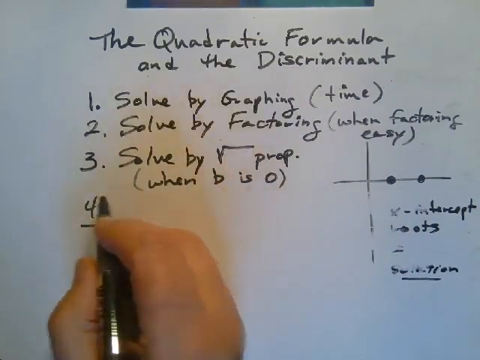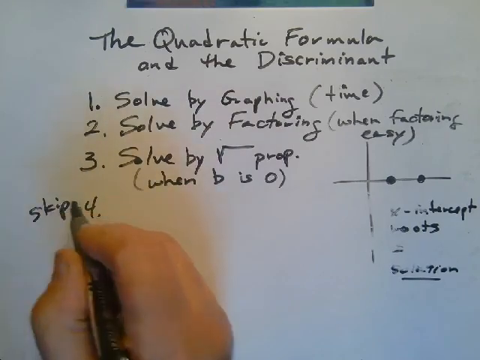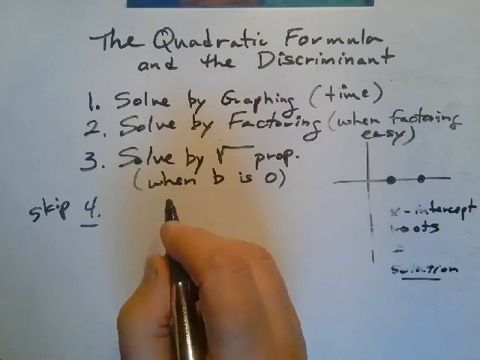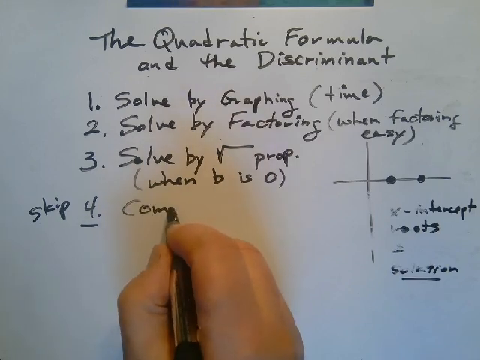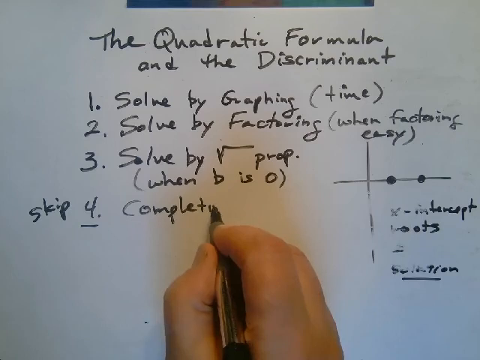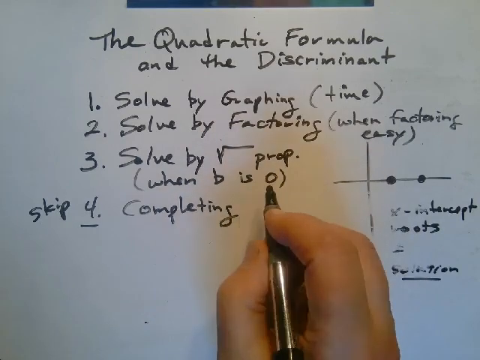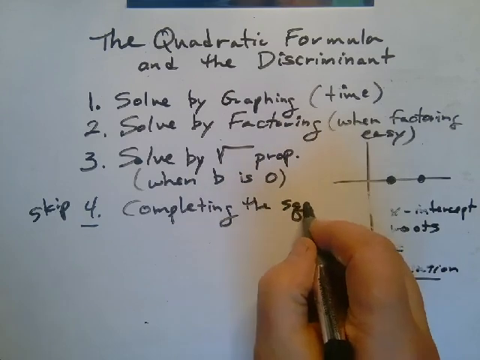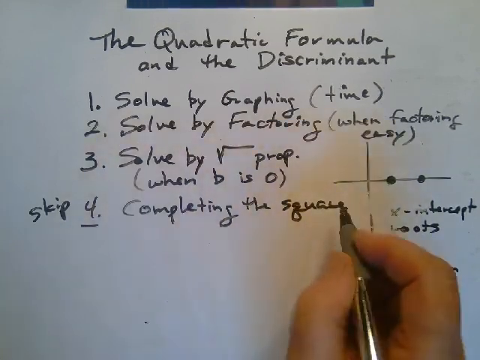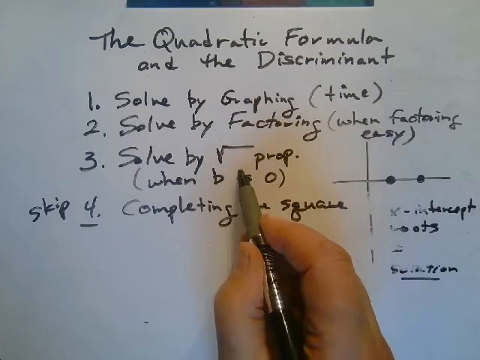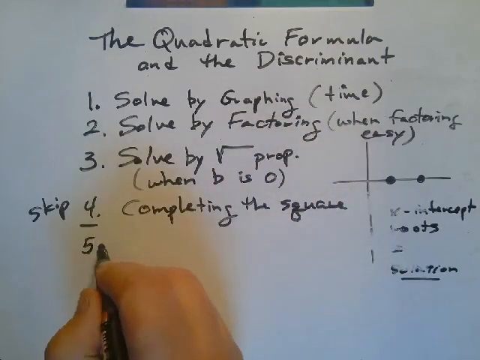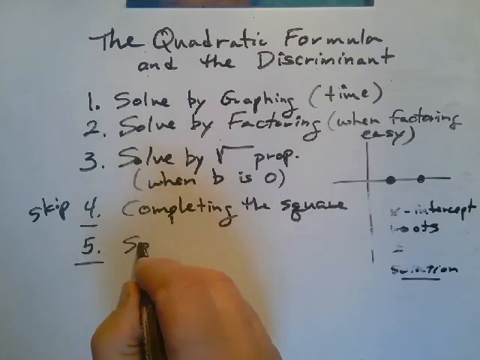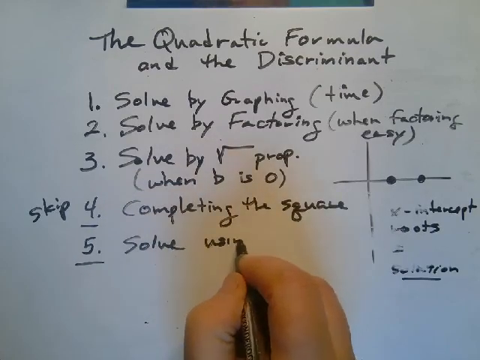Technique number 4, we are going to skip it. It's called solving by completing the square, and we're going to skip this. It's in your book. If you are interested in knowing how to do this, you can complete the square if you want, but we're not going to tackle it. It's too time consuming, and it's easy to goof up on that. And so that brings us to number 5, and that is solve using the quadratic formula.